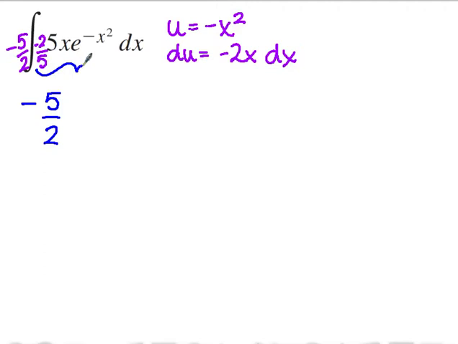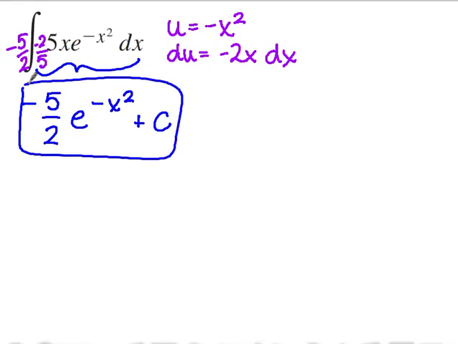The integral of this will be what, folks? e to the negative x squared plus c. And there you go. You can get rid of the 5. Oh, because that was Okay.